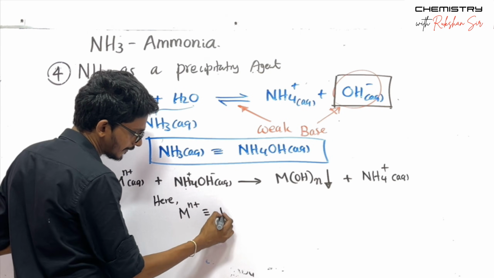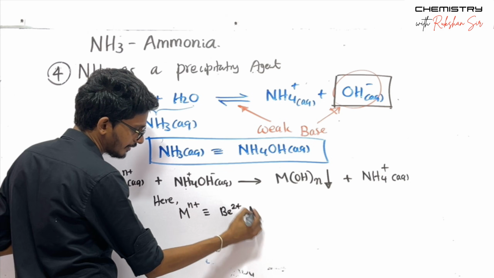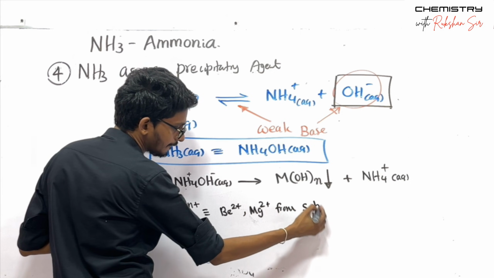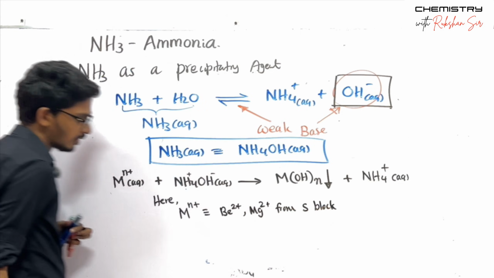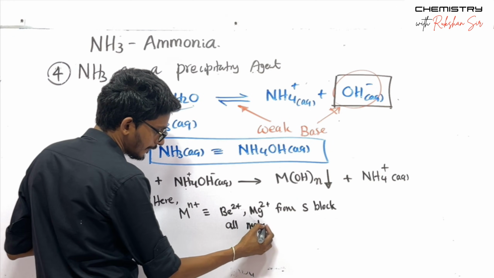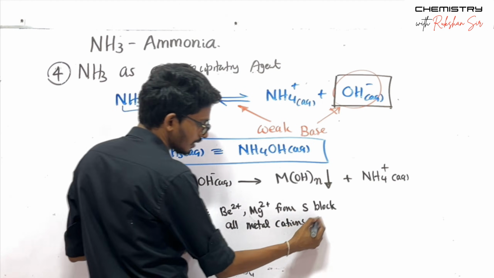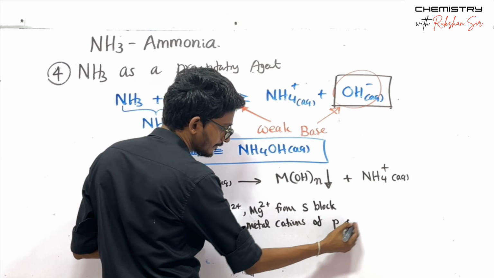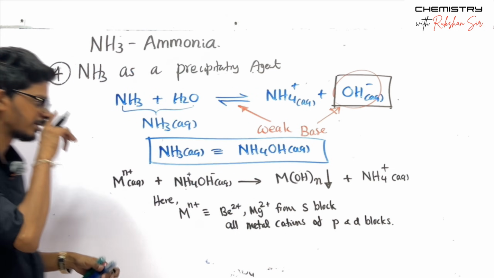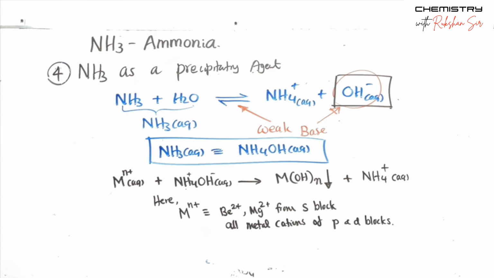Mn plus could be what? From S block, beryllium and magnesium 2 plus ions from S block, or all metal cations of P and D blocks are capable of participating in this kind of a reaction to precipitate the hydroxides, right?